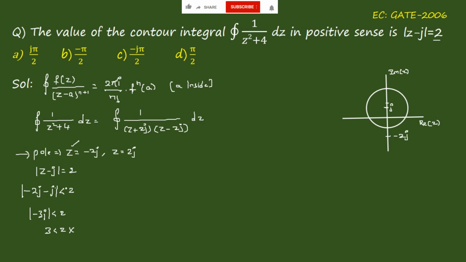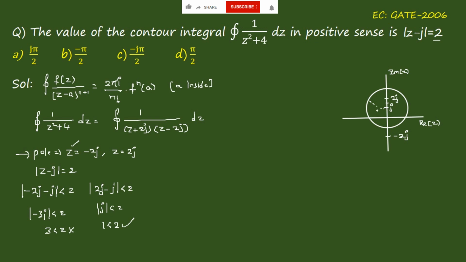Now coming to z is equal to 2j. Substitute here. We get mod of 2j minus j should be less than 2. Then it comes inside the circle. So it becomes mod of j, which is 1, and 1 should be less than 2. It got satisfied. So we can say that 2j will be somewhere here.